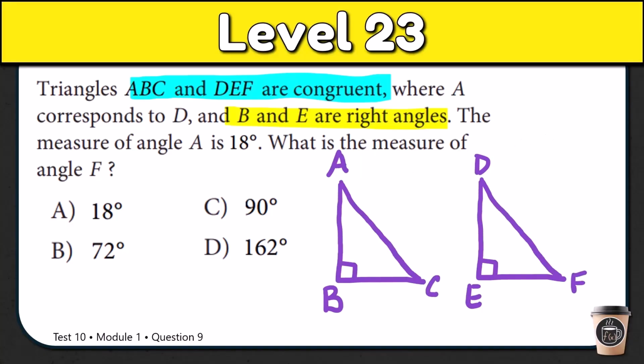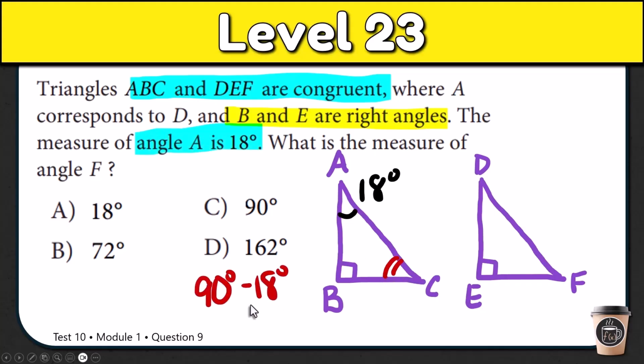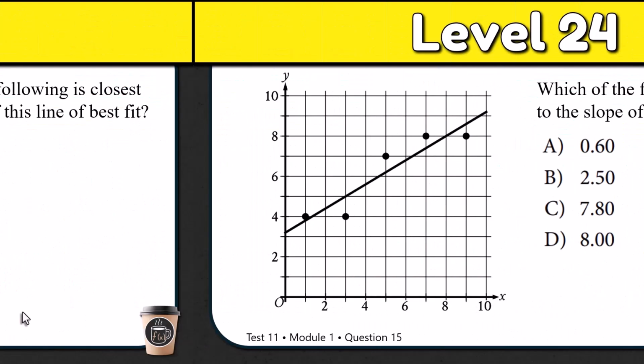The measure of angle A is 18 degrees. What I'm looking for is this angle, because I want to know what the measure of F is, and F is going to match C. Well, if this is 18, and I have to find this one, we're going to go 90 minus 18. That's going to be 72 degrees, so this one is 72 degrees, and the answer is B.